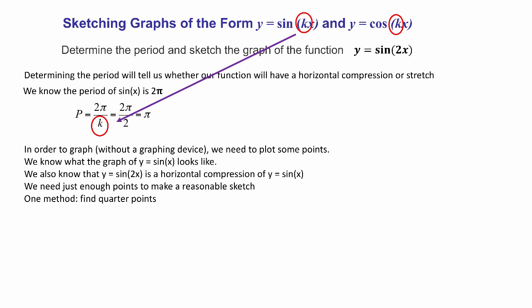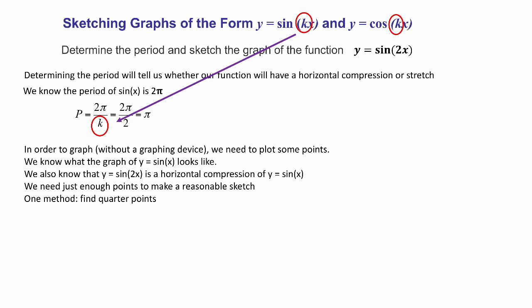We already know what the graph of y is equal to sine of x looks like. It's a nice curve with a period of 2 pi. We also know that y is equal to sine of 2x is a horizontal compression of y is equal to sine of x. That's what we just determined by figuring out the new period. So all we need now is to figure out just enough points to where we can make a reasonable sketch of this function y is equal to the sine of 2x.